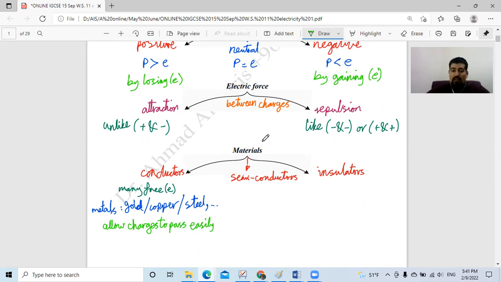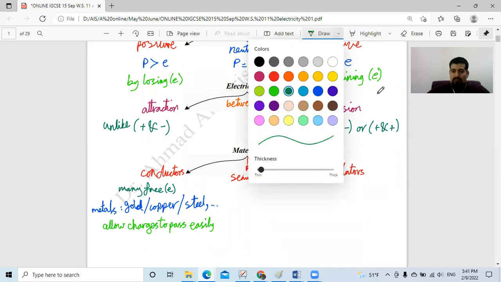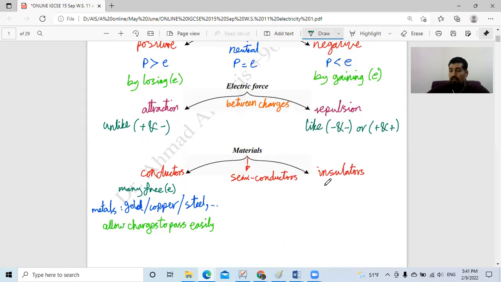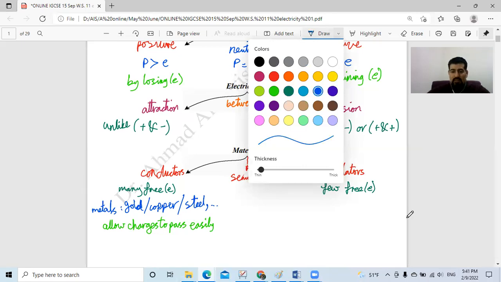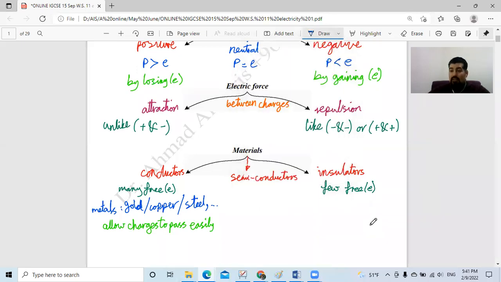Now, the opposite of this is the insulators. They don't have many free electrons, they have few free electrons. Who can give me examples of materials that are insulators? Carbon is not necessarily, carbon is actually a semiconductor. It depends on the type of carbon. Rubber, bravo, wood, exactly, glass, what else? Cotton, the clothes that we wear.